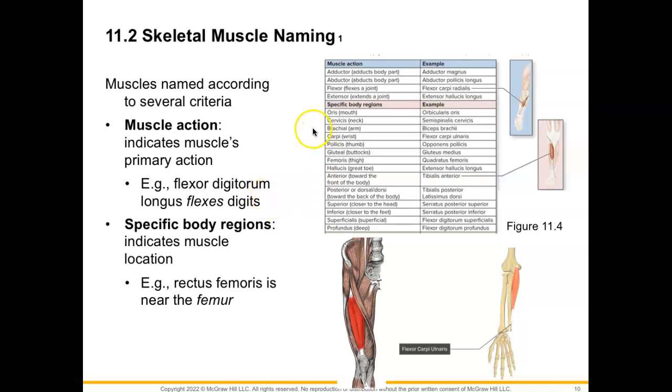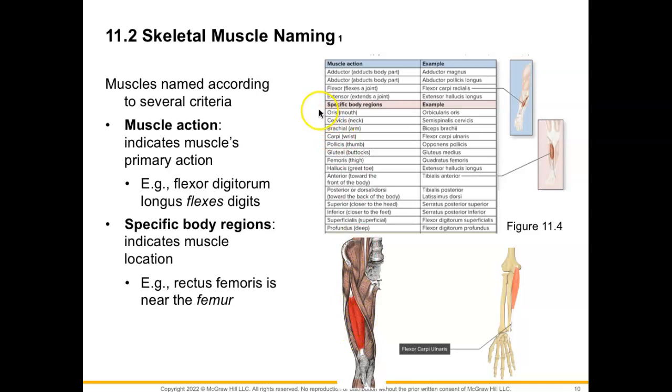Next, we have our specific body regions. This is going to be a criteria which we can use to name muscles based on where that muscle is located. So our example is the rectus femoris muscle. We know that rectus means straight and femoris means thigh. So we know that this muscle is going to be somewhere in the femoral region in the thigh.